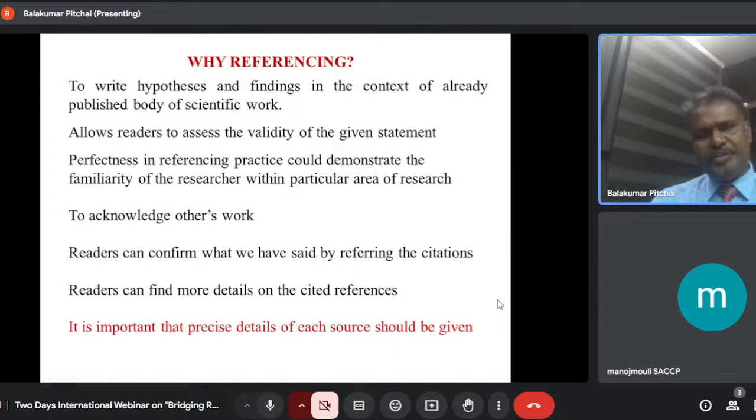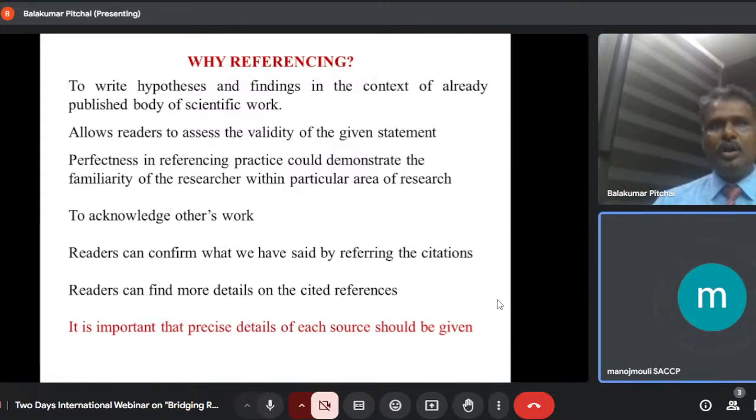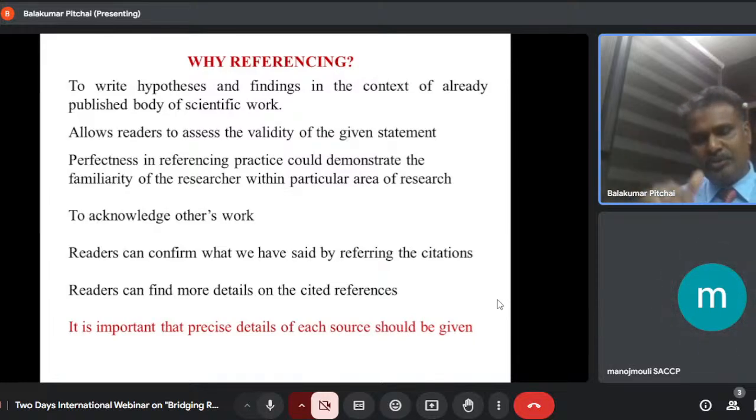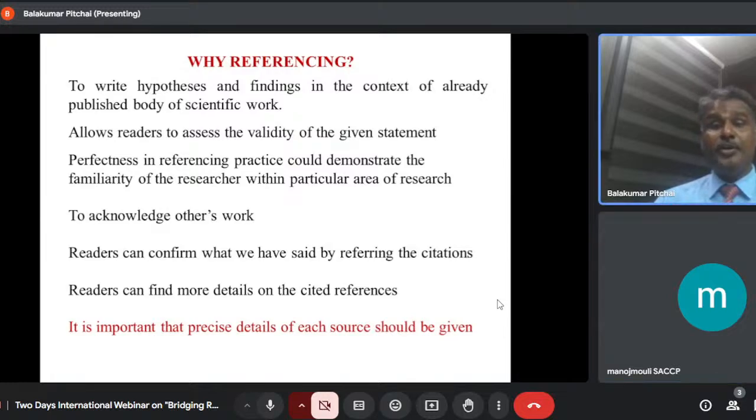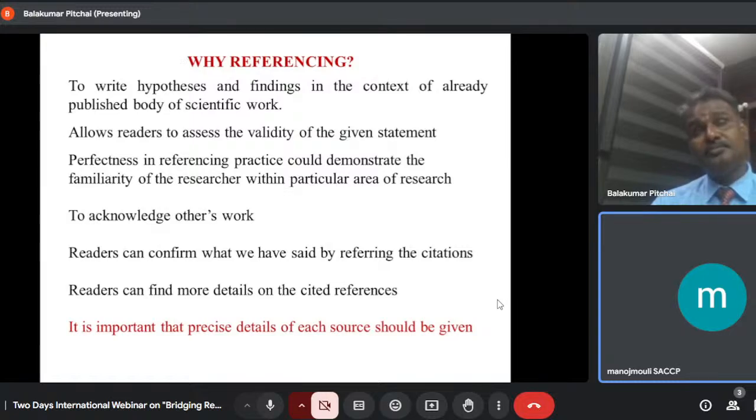Why do we have to do referencing? To acknowledge other work, and to stay away from plagiarism, you have to cite the references. And the reader can confirm what you have said by referring to the citations, and can find more details on the cited references. So it is very important for you to cite references precisely. All the references you are going to cite must be taken from valid indexed sources like Medline, Web of Science, Scopus.